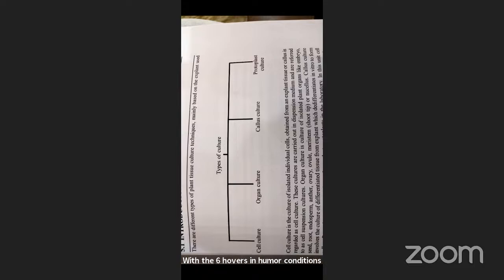Now these synthetic seeds lack an endosperm. Why? Because it does not participate in sexual reproduction. So a synthetic seed is nothing but a vegetative cell encapsulated by chemical compounds. Now this is called a synthetic seed.